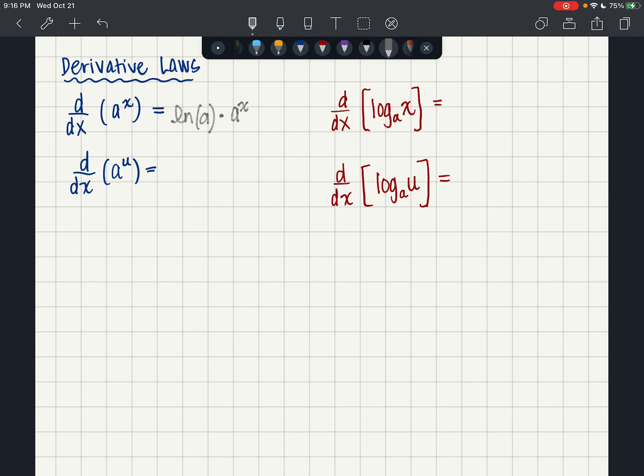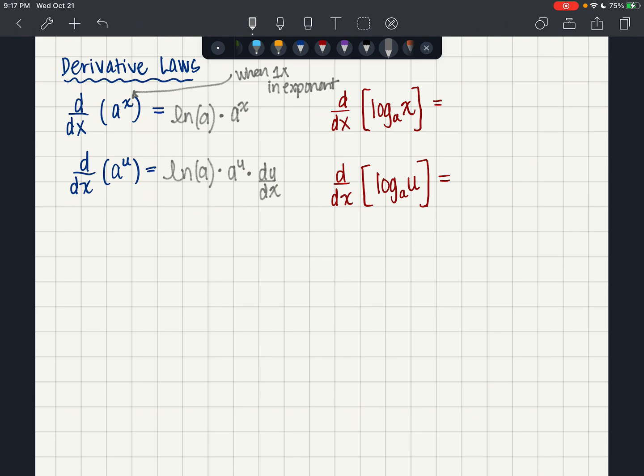Now, if x is more involved, this is when you have 1x in the exponent. When you have another, more complicated exponent, you're going to have the natural log of a times a to the u times the derivative of the exponent, du/dx. So it's starting to get a little bit more complex, and that's why flashcards will help.